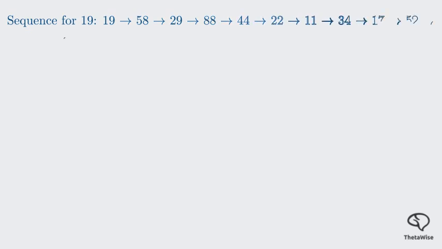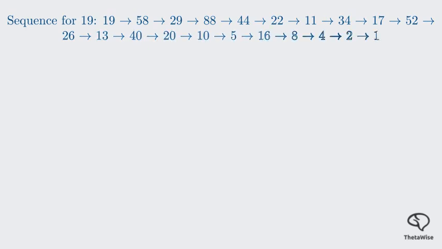Great work. The sequence for 19 is 19, 58, 29, 88, 44, 22, 11, 34, 17, 52, 26, 13, 40, 20, 10, 5, 16, 8, 4, 2, 1. If you got that one too, you're becoming a Collatz pro.